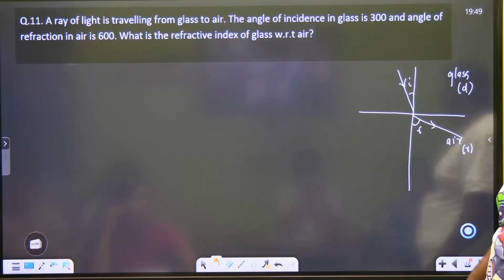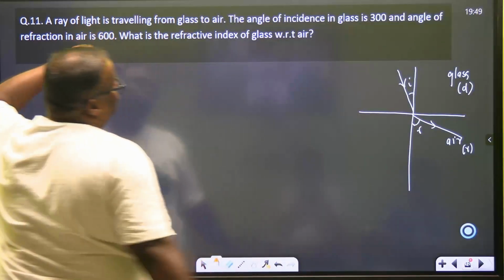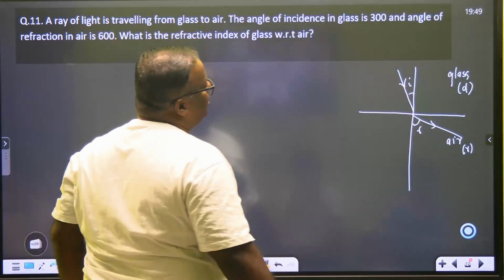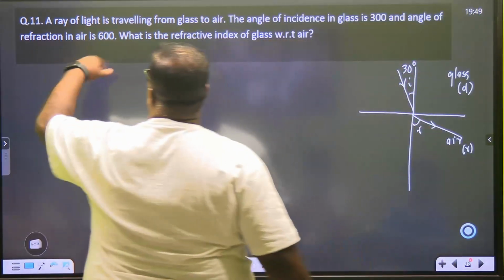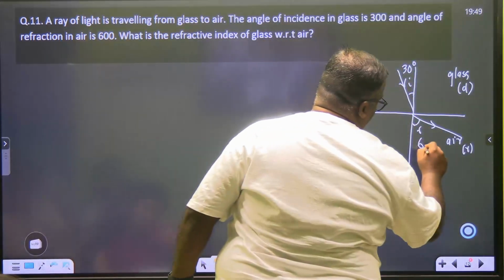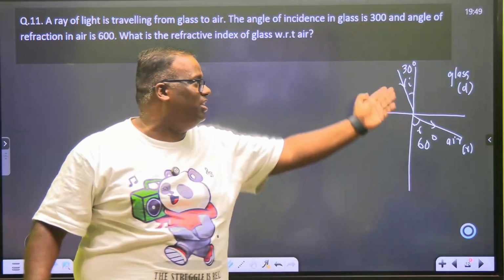Eta will be less because you are going into the rarer medium. Now let's see what it says. Light is coming from glass to air. The angle of incidence in glass is 30 degrees and the angle of refraction is 60 degrees. Our diagram is exactly matching. This should be more than this.